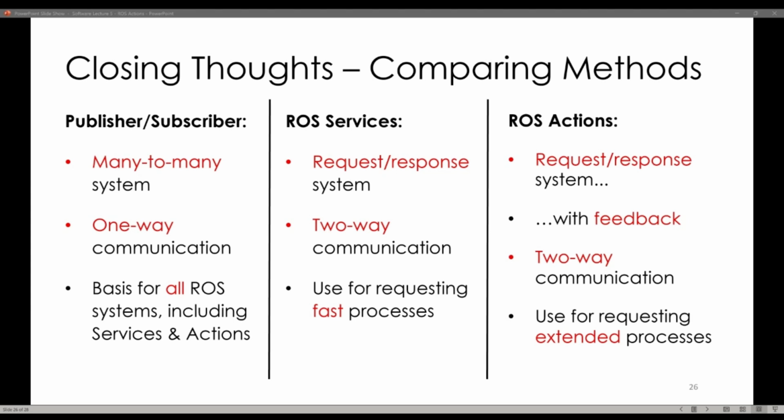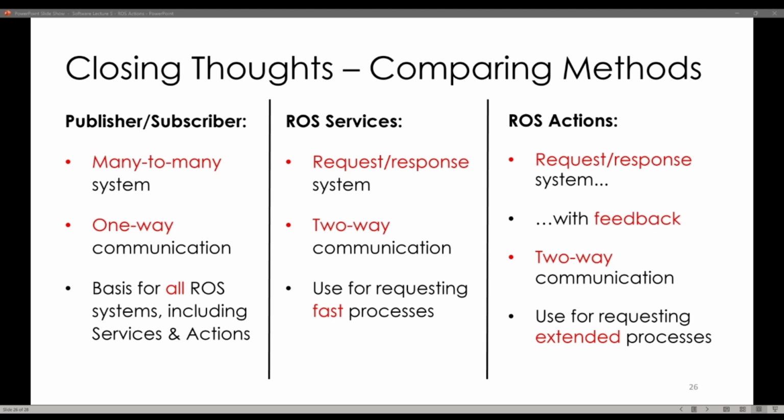Okay, to finish off, let's just have another think about the 3 different methods that we've learnt about so far in this lecture course for communication in a ROS system. So the first that we learned, and the simplest, is the publisher-subscriber system. So again, this is a many-to-many system that allows for one-way communication, but it makes up the basis for all ROS systems, including services and actions. They all work off of the publisher-subscriber system, under the hood.